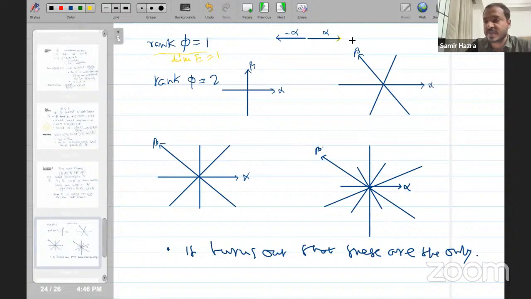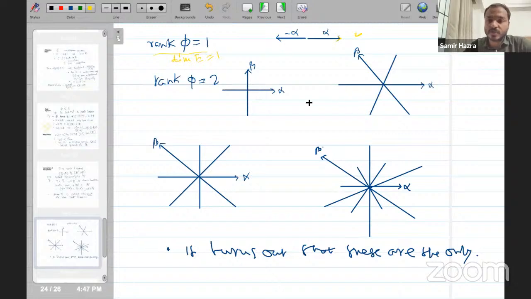If anything else has to be in the root system, that has to be a constant multiple of alpha, because we are in the one dimension case, and we know that the only constant multiples are just alpha and minus alpha, so basically 1 and minus 1. So this is the picture of rank 1. This is the only possibility, the rank 1 root system.